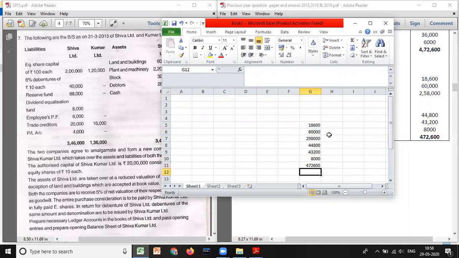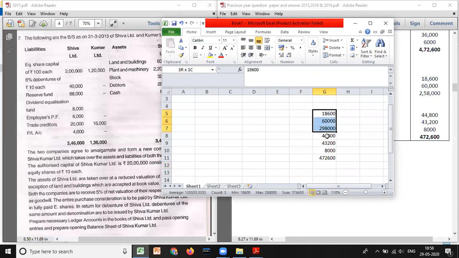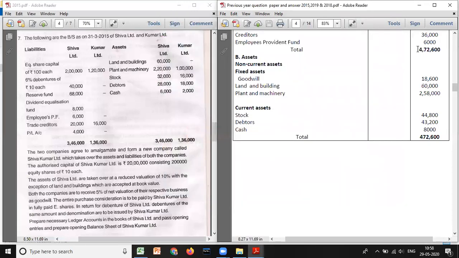So please change this one to 2,98,000. There is a typing mistake, please correct that one. It should be 2,98,000. And so that means the balance sheet, both the assets and liabilities, will be 4,72,000 and 4,72,000. That means your answer is correct. I hope the concept is clear.